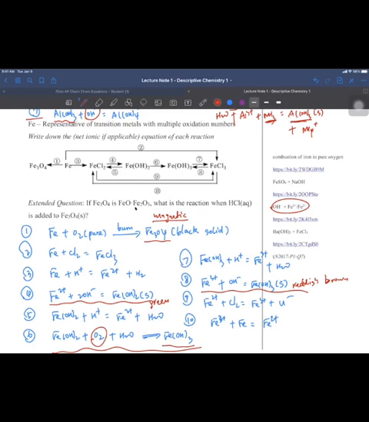The last two reactions here are how the iron 2+ is converted into iron 3+ and vice versa. So you need to add a strong oxidizing agent to convert iron 2+ into iron 3+. Obviously, you need to add a reducing agent to change the iron 3+ into iron 2+. So the best reducing agent is iron itself, as we discussed in the previous part, right?